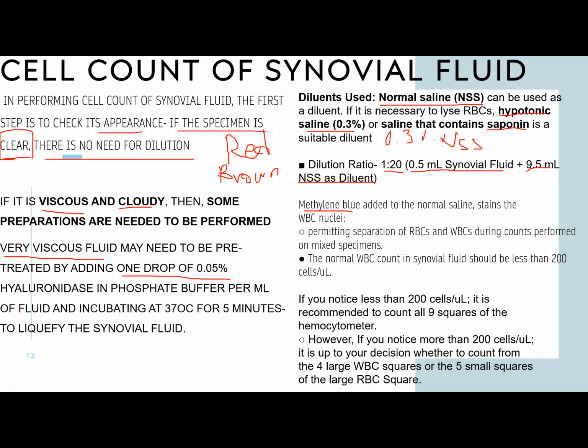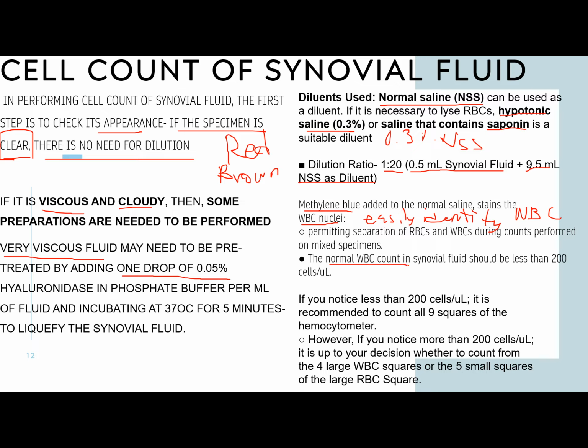So the purpose of methylene blue is to stain the WBC nuclei, so you would be able to easily identify WBCs. If you add methylene blue, yung nucleus ng WBC would be stained, allowing you to easily identify WBC, permitting separation of RBCs and WBCs during counts performed on mixed specimen.